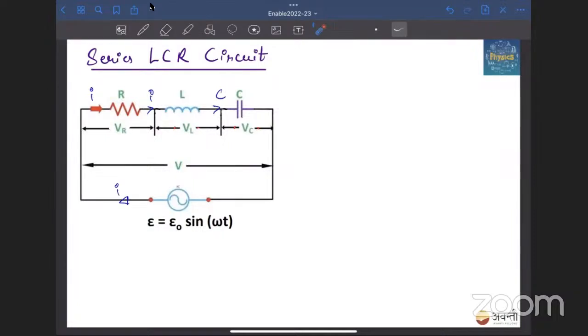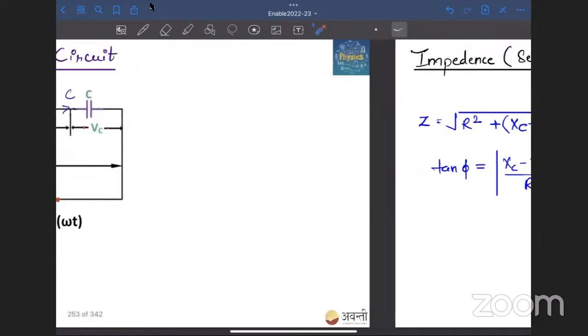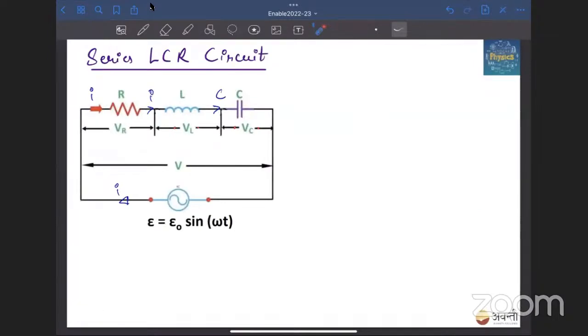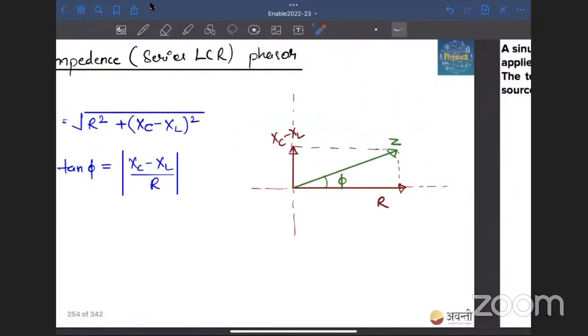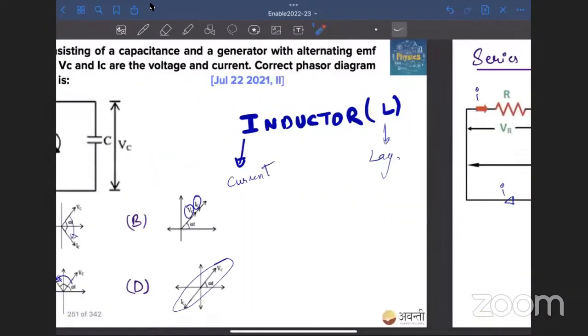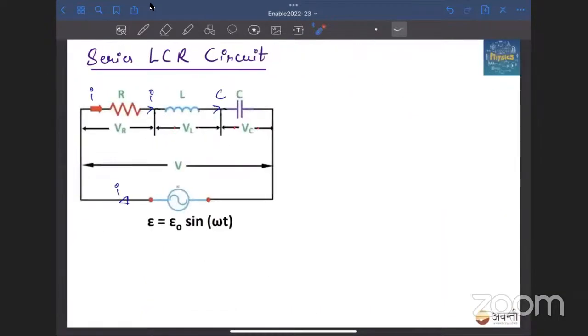Chalo. So if I talk about series LCR circuit, just a second. Okay. So if I talk about series LCR circuit, where that went, I think one slide is missing. No problem.